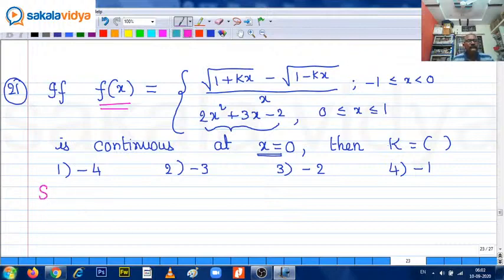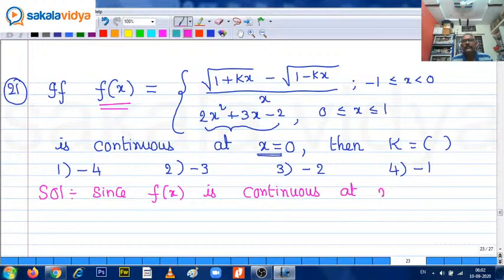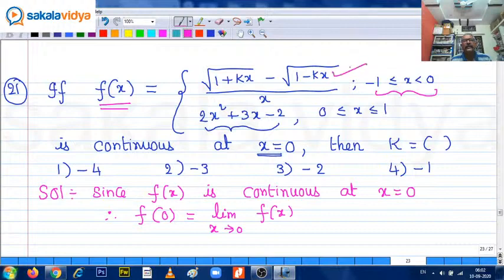That means, since f of x is continuous at x is equal to 0, therefore f of 0 must be equal to limit x tends to 0 of f of x. x tends to 0 means x does not equal 0, so we need to consider this function. For f of 0, where x is equal to 0, you need to calculate f of 0 using the other function.